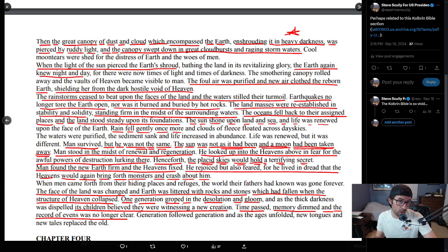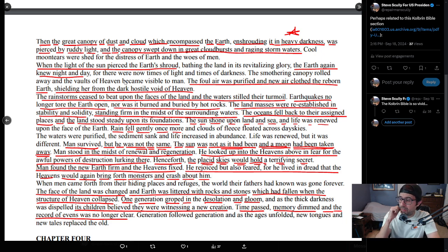So, if there was some kind of ice age going on, maybe the shroud of this, the foul air was purified, a new air clothed the reborn earth, shielding her from the dark, hostile void of heaven. The rainstorms ceased too, which is probably related to the cold.